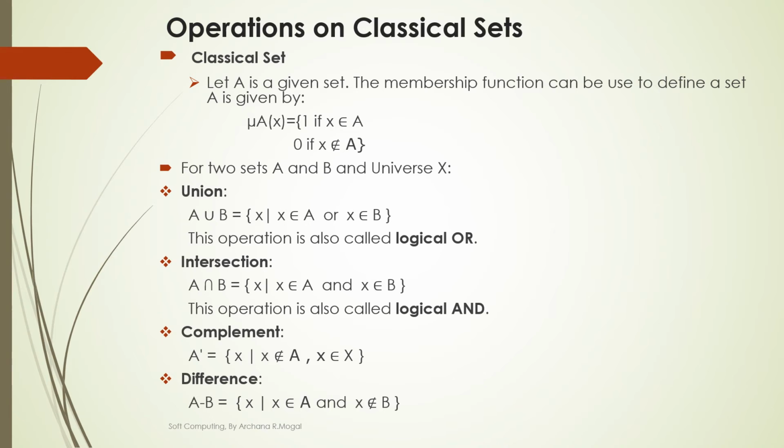Then difference. The set difference of sets A and B, denoted by A minus B, is the set of elements which are only in A but not in B. Hence, A minus B is equal to {x : x belongs to A and x does not belong to B}.